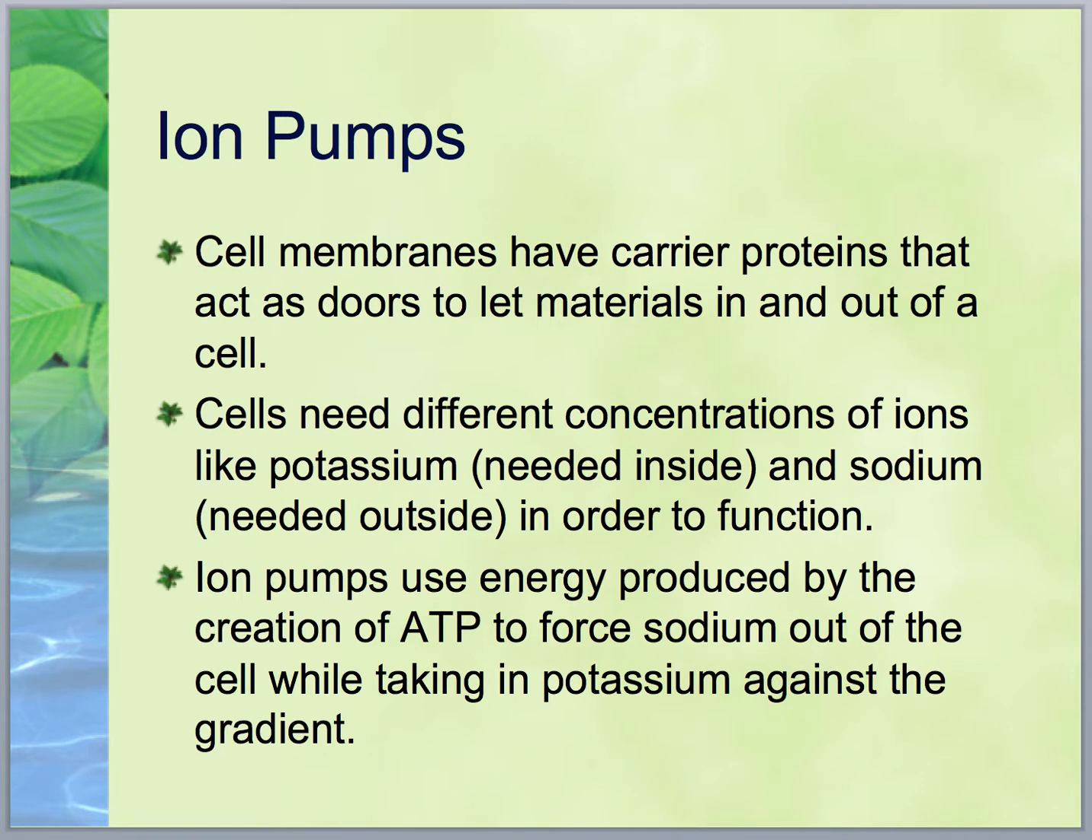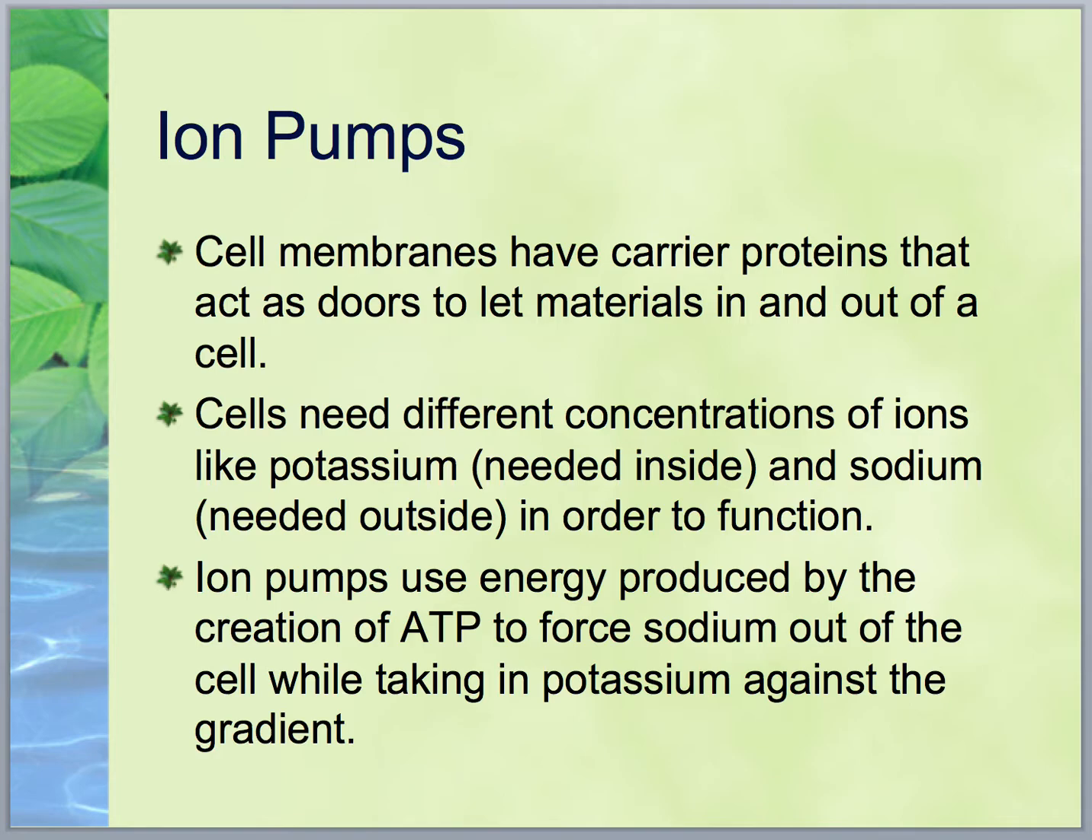One type of active transport is called ion pumps. Cell membranes have carrier proteins in them that act like doors to let materials in and out. This is similar to something like facilitated diffusion, but ion pumps require energy for a couple of reasons. The most important of which is cells need different concentrations of ions like potassium inside the cell and sodium outside the cell in order to function. Cells sometimes don't want equilibrium. They want to be imbalanced. So they would need to move things against the concentration gradient.